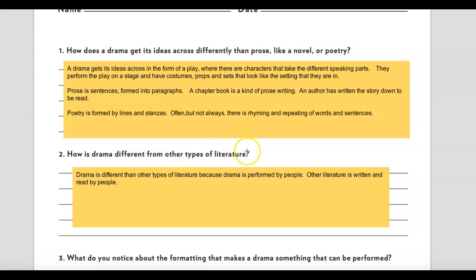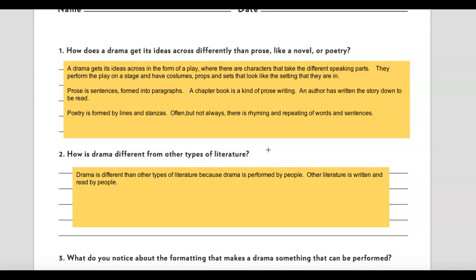All right, so I'll give you a minute to write that out in your own words. What I really want you to get from this is that you understand the difference between the word prose, and you'll hear that sometimes in middle school and high school. It's a word that you'll hear in school, so I want you to know what it is. Prose is like a chapter book.